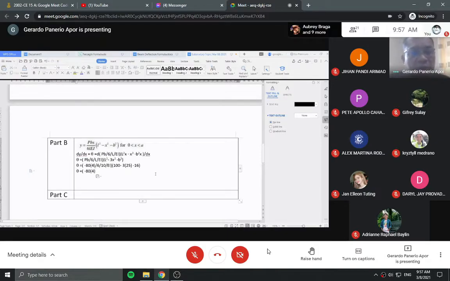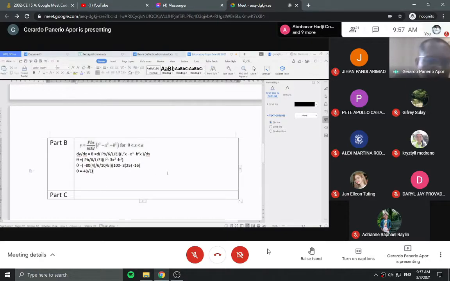Theta, which is 80 times 4. This is 100 minus 75 minus 16. That's 9 times 80 times 4, divided by 6 divided by 10. So that's negative 48 over EI, theta at x equals 5.